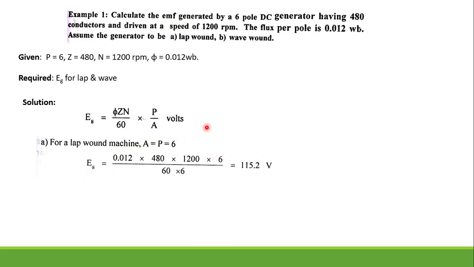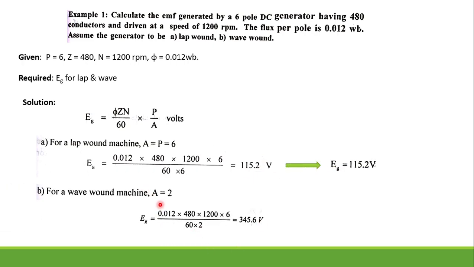Let us substitute all the values given. That gives the value 115.2 volt. For wave wound machine, number of parallel paths is equal to 2. Let us substitute all the values. That gives value 345.6 volt. The reason for solving the problem is students should understand which machine will give higher generated EMF. You can get the solution from this problem that wave wound machine will generate higher EMF than the lap wound machine.